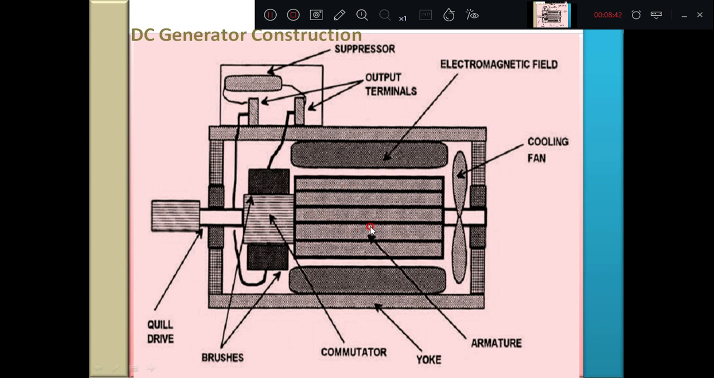I told you this is the rotor part, the commutator part. Then you can see the important part of the machine is also the field, which is producing the magnetic field here. This is a field system, that is a stationary part. This is the armature, which is a rotating part. The commutator is making a commutation process, converting AC into a DC.